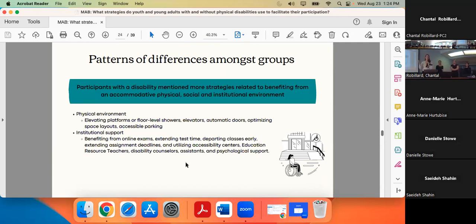Participants with a disability mentioned more strategies related to benefiting from an accommodative physical, social, and institutional environment. So those strategies, we would observe them a lot. It would include benefiting from elevating platforms, floor level showers, elevators, but also at the institutional level, they would talk about policies, like at school, benefiting from extra time to submit a test or submit a paper, departing class early, extending assignment deadlines, and so on.